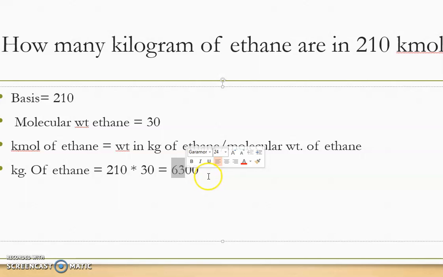So 210 into 30 is going to be 6300 kg. So kg, why? Because kilomole is given here, so it will be kg. If it is in terms of gram mole, then the answer will be in grams. So that's how you have to remember: when kilomole, kg; when gram mole, gram. Fine.